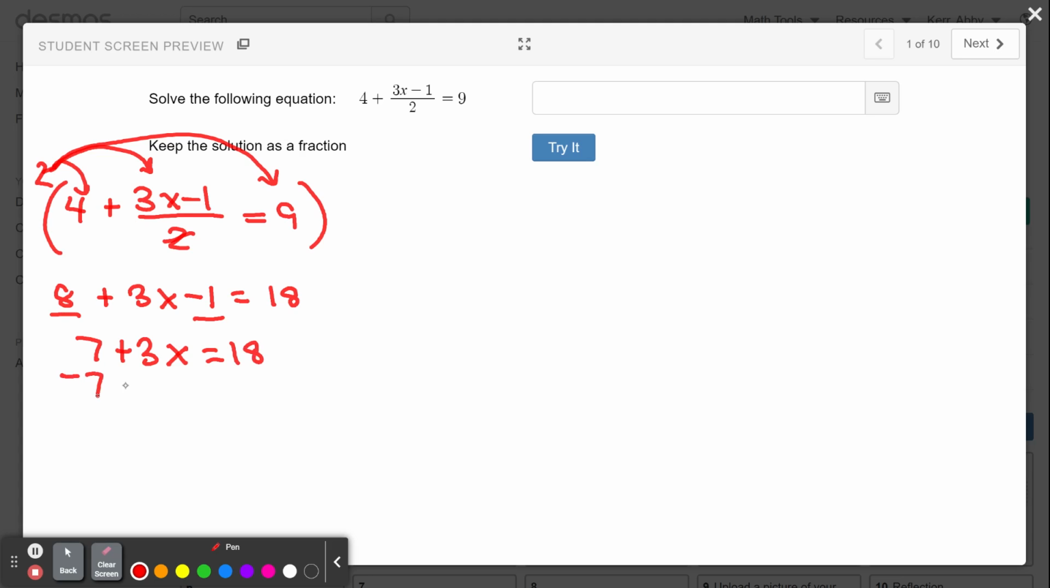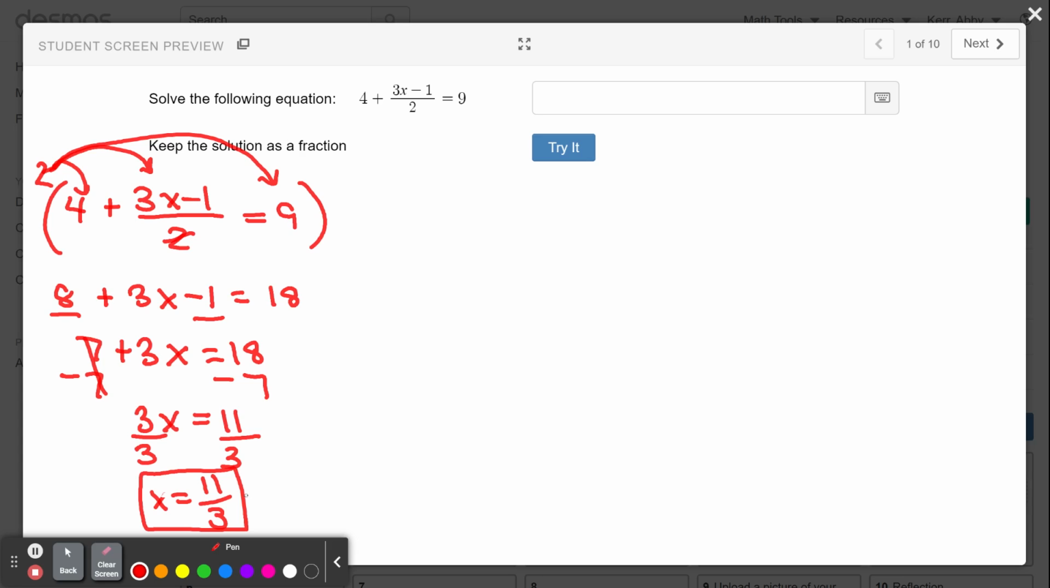And then now we're at that 2-step. That is our goal here. So then it's 3x equals 11. We're going to undo multiplying by 3 by dividing. And if you read the Desmos, I asked you to keep it a fraction.